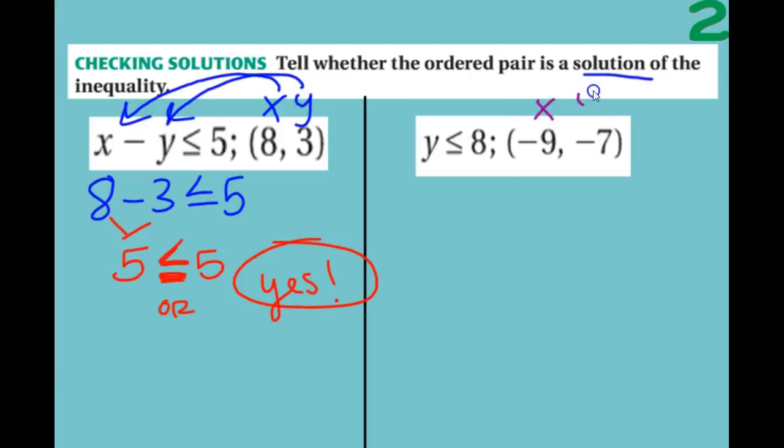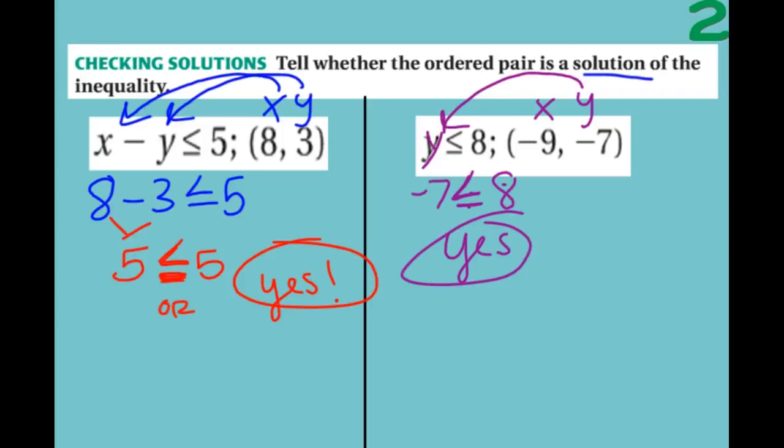This one, for x and y, is a little tricky because there's only a y. So the only number we can plug in is negative 7. It says negative 7 is less than or equal to 8. Well, yes, negative 7 is less than or equal to 8. So that's our answer. These ones just both happen to be yes. If we got one like, for example, negative 7 is greater than negative 8, it would be no.